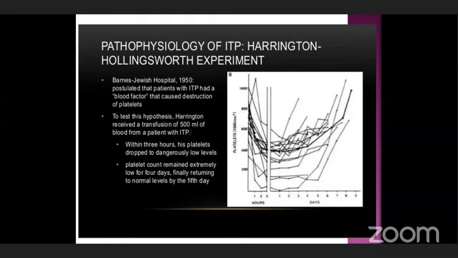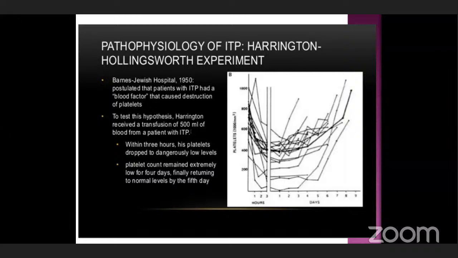So this is an older experiment known as the Harrington-Hollingsworth experiment. That means it was done long back, in 1950. There was a postulate made by a scientist called Harrington, and he postulated that antibodies are working against the platelets in our body and producing thrombocytopenia.